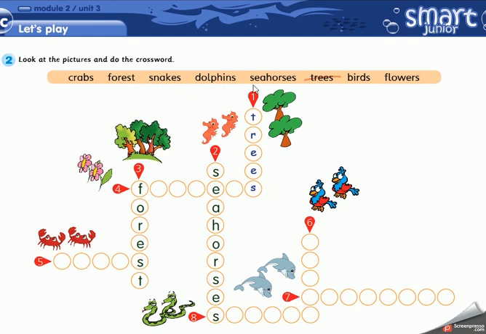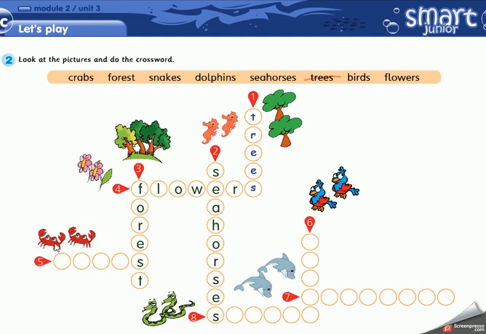Snakes, dolphins, seahorses, trees, birds, and we have flowers. Flowers. Now spell it for me. Come on. F, L, O, W, E, R and S. We have flowers. One, two, two flowers. Let's see number five.